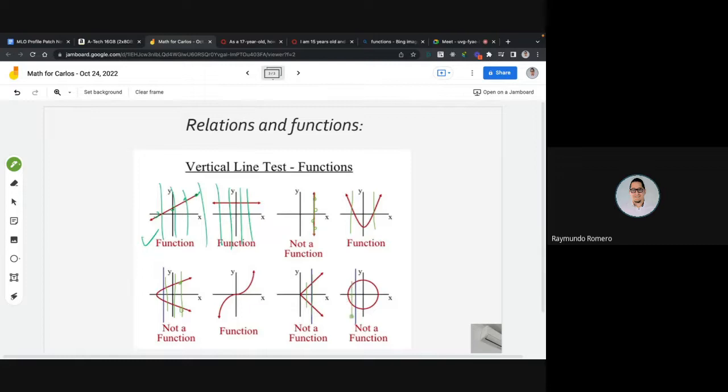All right? Same thing with the circle. This one displays a circle, it's not a function. This one, yes, it is a function. It only touches it once.